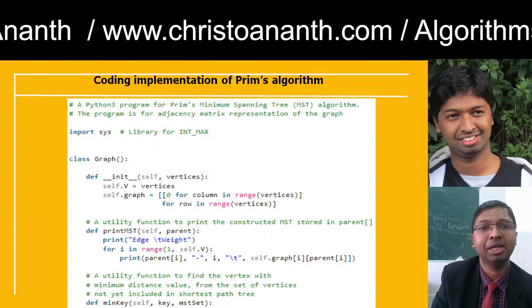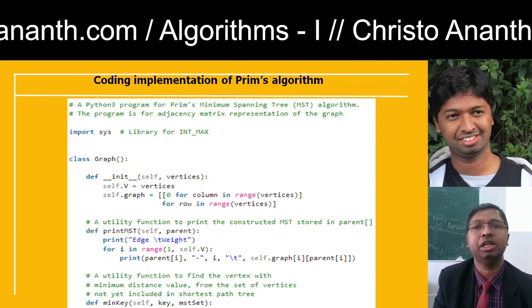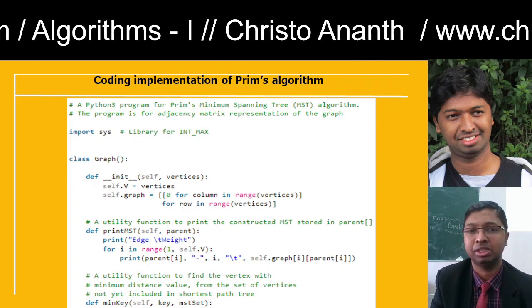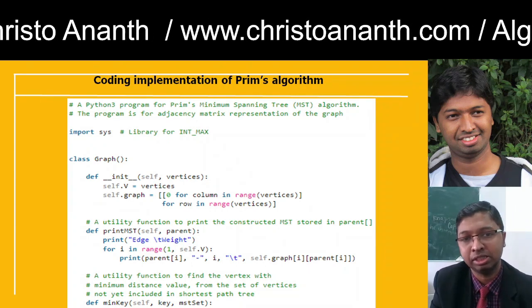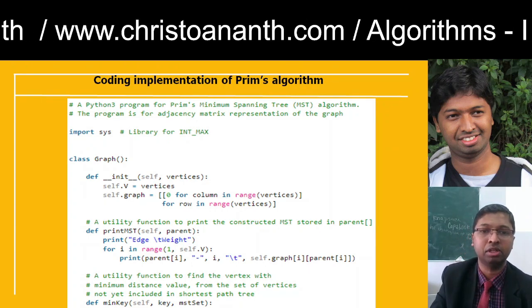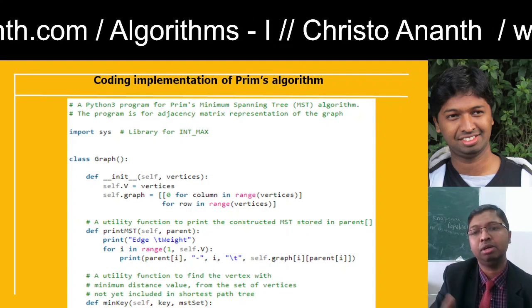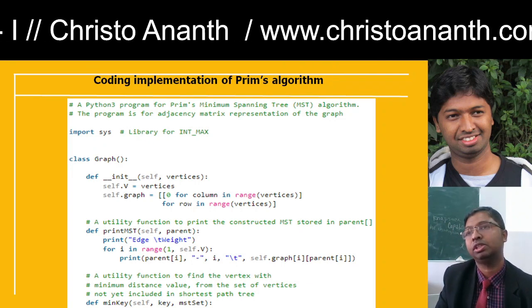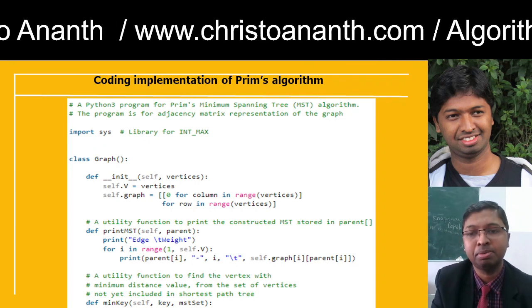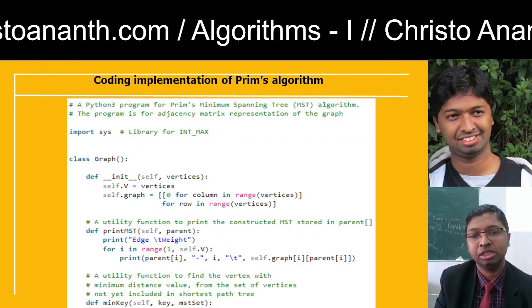So this is the Python program for Prim's minimum spanning tree algorithm, specifically for the adjacency matrix representation. You import sys, define class Graph, and define the initialization with the vertices: self.V is the vertices. So self.graph will have 0 for column in range of vertices, for row in range of vertices. Then you have the utility function for printing the minimum spanning tree stored in the parent: define printMST(self, parent).